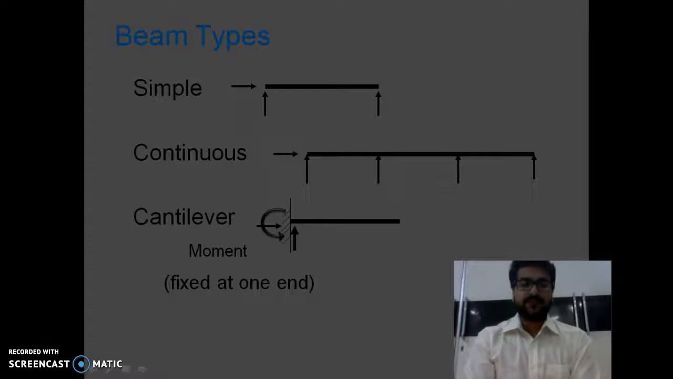And the second type of beam is the continuous beam. A continuous beam is a type of beam in which the beam is supported over two or more supports, three, four, five. There can be as many supports as needed, and the beam rests over them. As you can see in the second diagram, one end is a fixed support, one end is a hinged support.